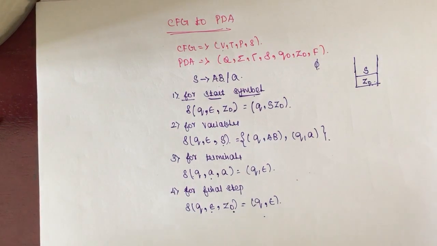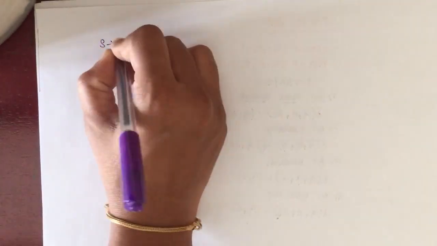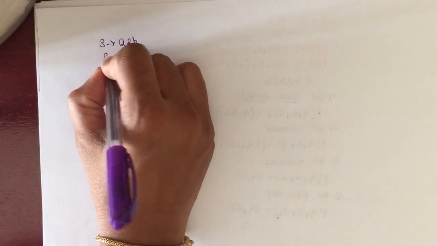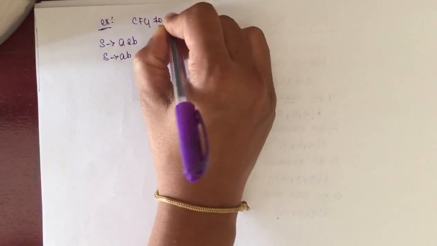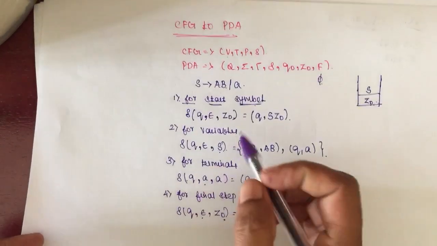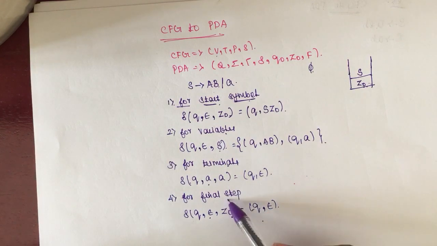Now we take one example and solve it. Here the example is S gives ASB and S gives AB. I want to convert this CFG to a PDA model. First of all, we are supposed to write the transition functions. The first transition must be about the start symbol, the second about the variable, the third about the terminal, and the fourth about reaching the final state.